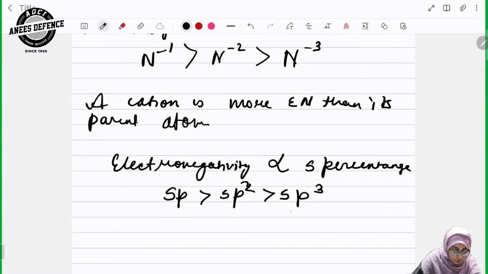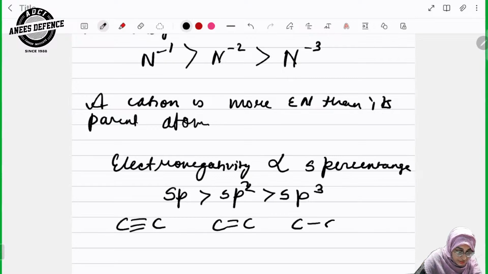So how can we see this? We can take an example: C triple bond C, C double bond C, and C single bond C. This is sp, the most electronegative. This is sp2, then sp3. So which is the most electronegative here? The triple bond C.